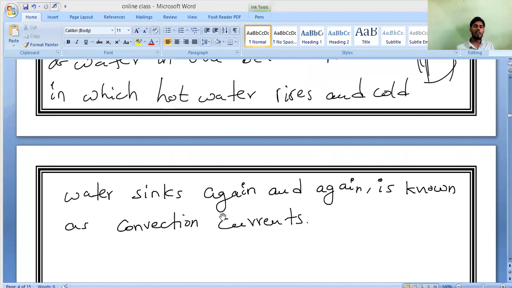So these convection currents transfer heat from the water at the bottom of the beaker to the top of the beaker very rapidly. Understand? So continuously, water will go upwards and the top water will come downwards. This process will take place rapidly. So that is why, understand.